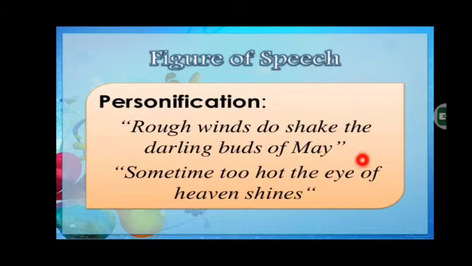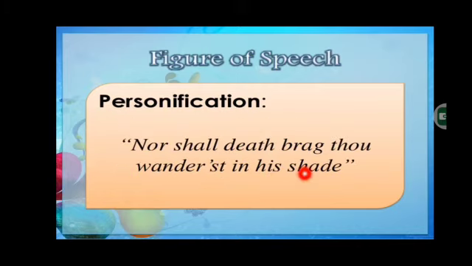Now, we have also personification as a figure of speech used in this sonnet. Rough winds do shake the darling buds of May. When you give the quality of a living thing to a non-living thing, that is called personification. When you let a tree speak, or when you want a wind to speak, right? When you give human qualities to a non-living thing, that's called personification. So rough winds do shake the darling buds of May. Sometimes too hot the eye of heaven shines. Nor shall death brag thou wander'st in his shade.